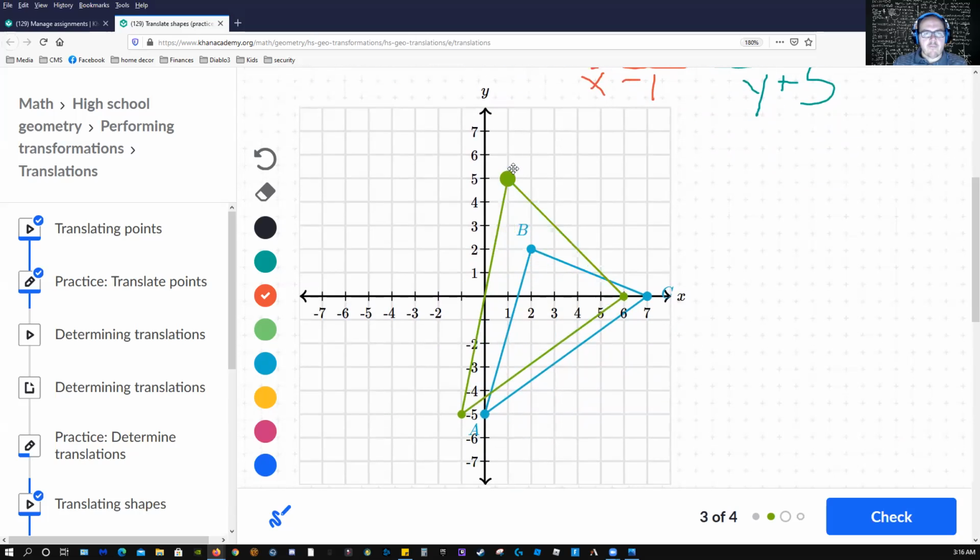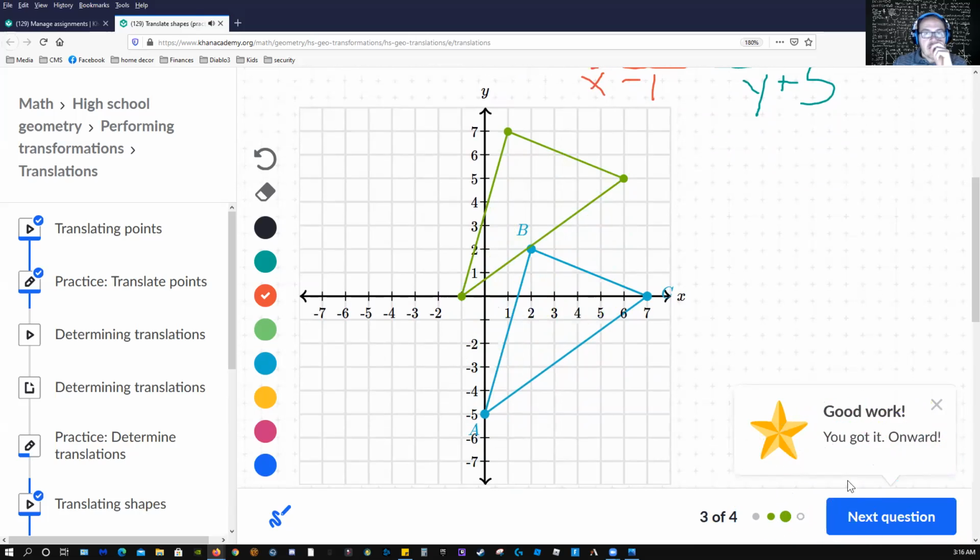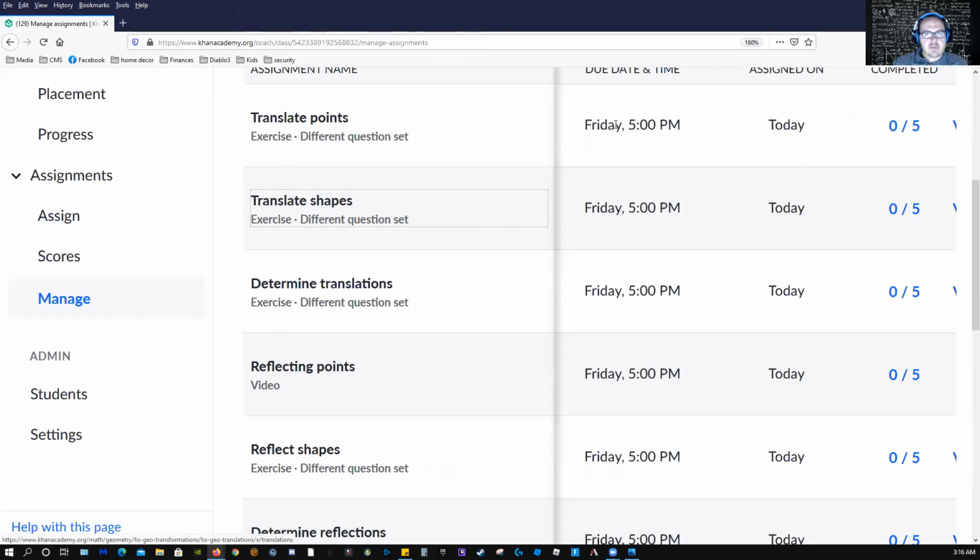Then it goes up 5. 1, 2, 3, 4, 5, for each of the dots. That should be right. Okay, so there's translating shapes. The next one, determine translations.